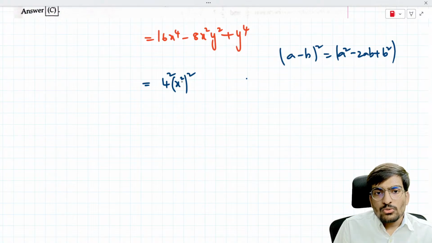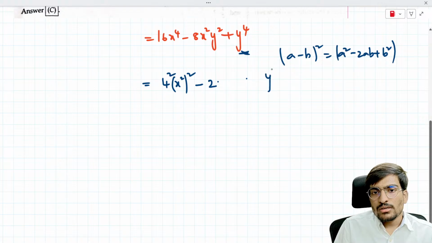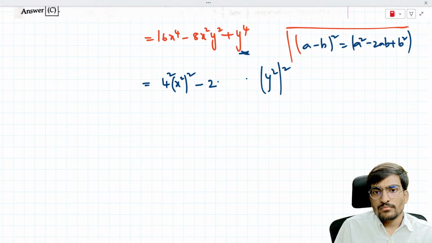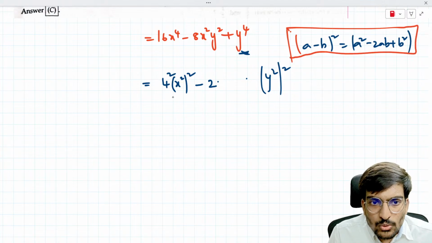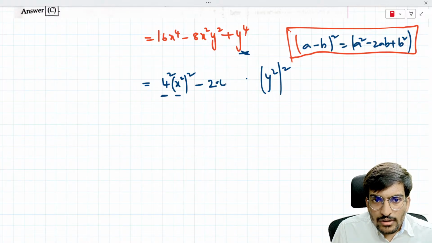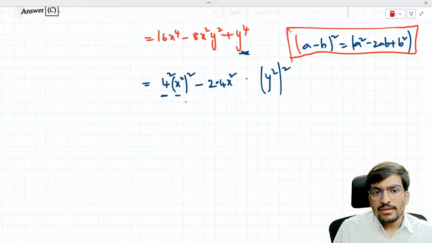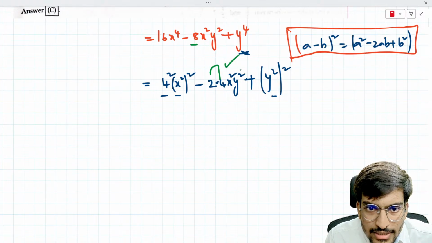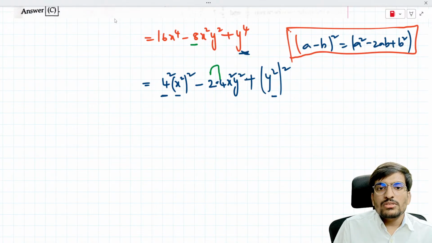So this is x square whole square minus 2 into, what we can do, y square whole square term. So this is y square whole square. Now 2 into a, what is a? 4 into x square, that is a. And what is b? y square. Check it now: 2 into 4, 8, match. x square, y square, match. So now this is completely in this format.